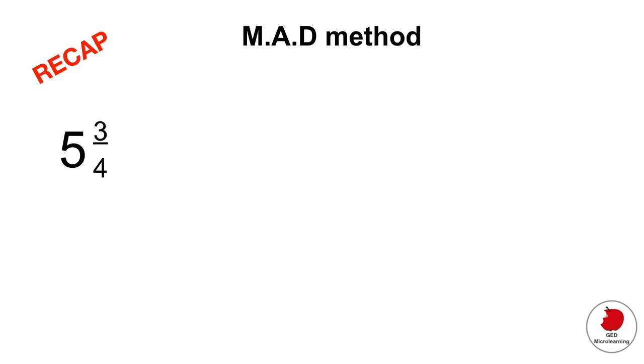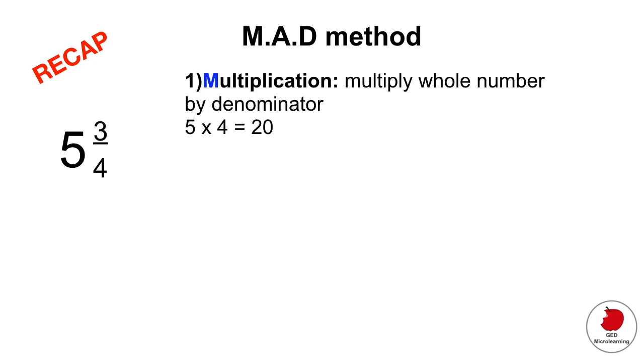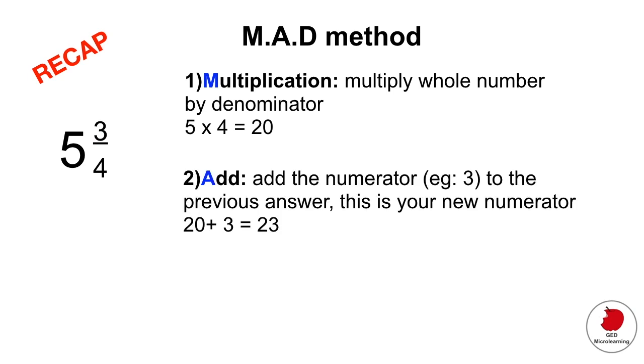The M stands for multiplication. So here we're going to multiply the whole number times the denominator. Okay, so 4 times 5, that's 20. Then the A stands for add. So we take that 20 and add the numerator, which is 3. So 20 plus 3 equals 23, and that's going to be our new numerator.